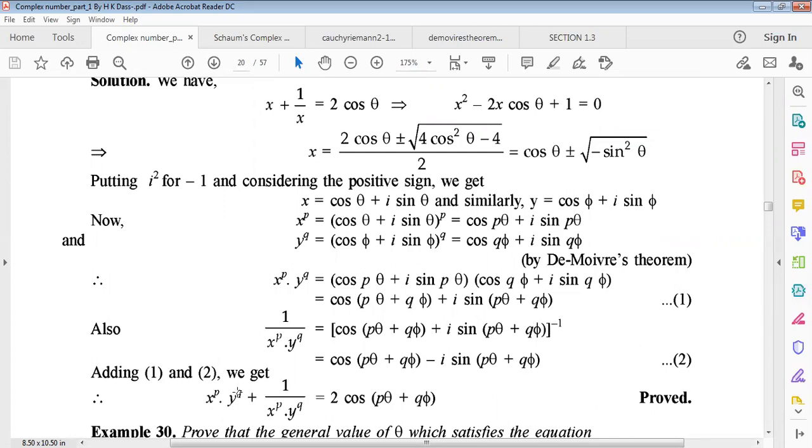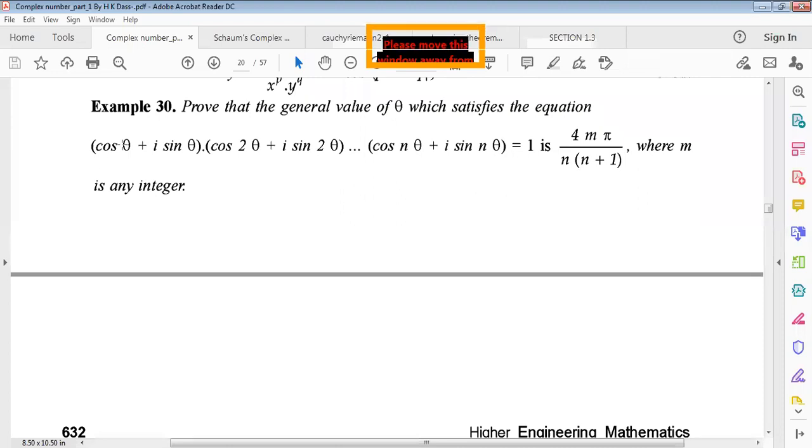Just adding equations 1 and 2, we get the left hand side equal to the right hand side. Okay.